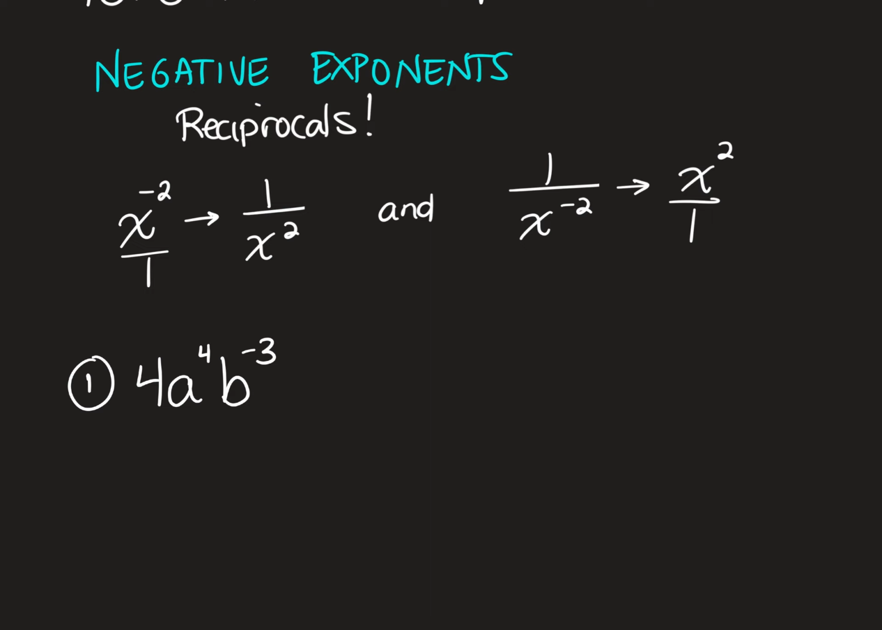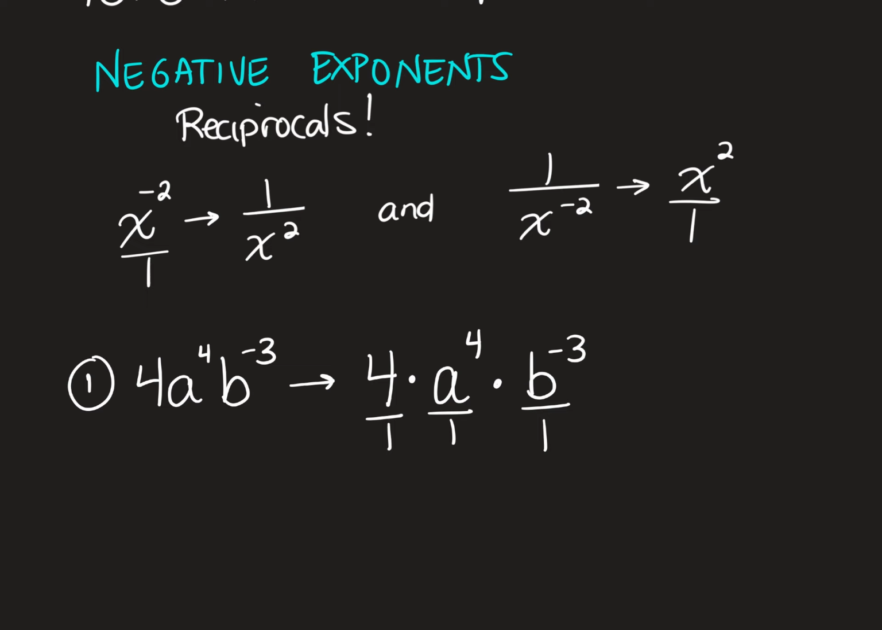When I do that, it's helpful to think of this as one big multiplication problem. So it might be helpful to rewrite this with a little more intention with our multiplication symbols. Now the reason I do that is I'm going to think of each part of that product as a fraction. So I'm going to think of this as 4 over 1 times a to the 4th over 1 times b to the negative 3rd over 1. This is really helpful when dealing with negative exponents, because then I'm not going to get confused about what part is the reciprocal.